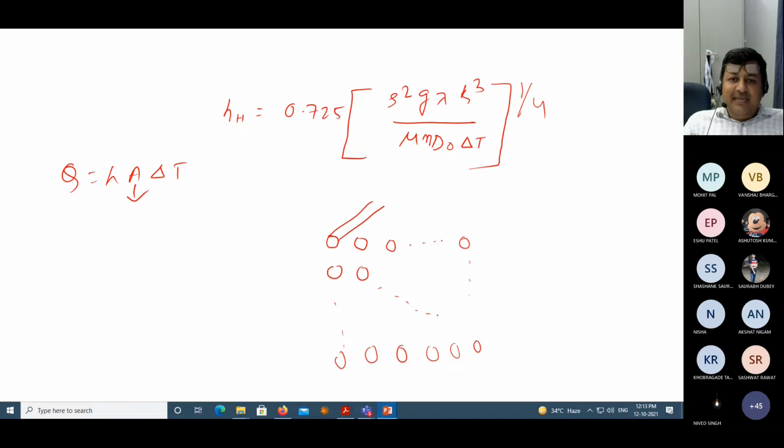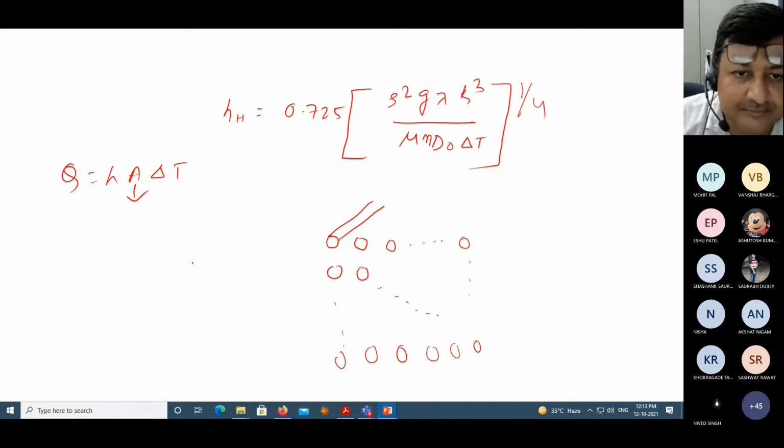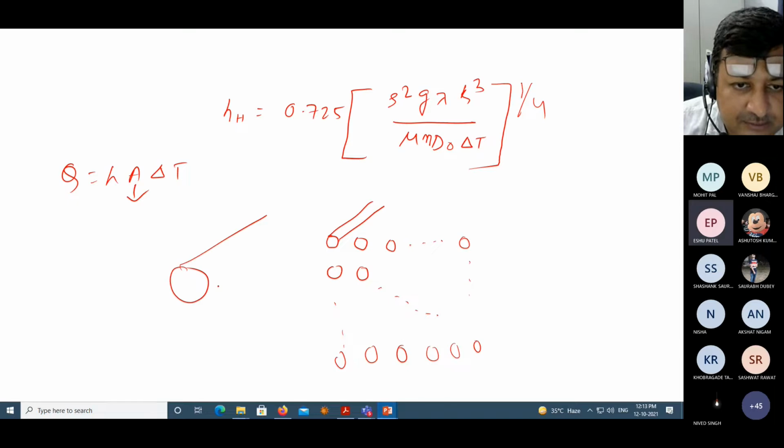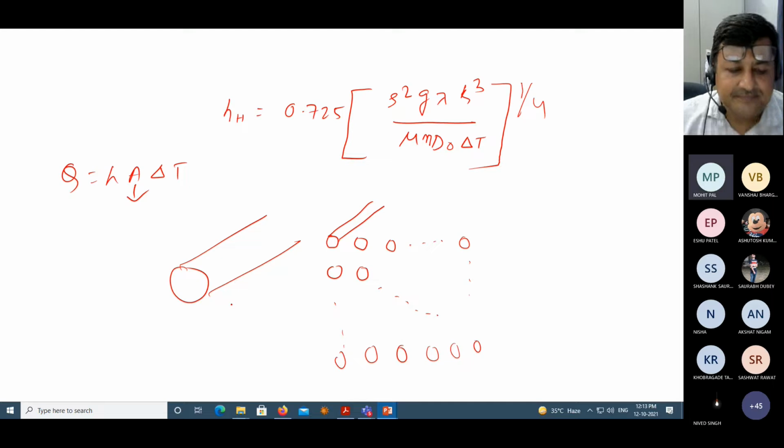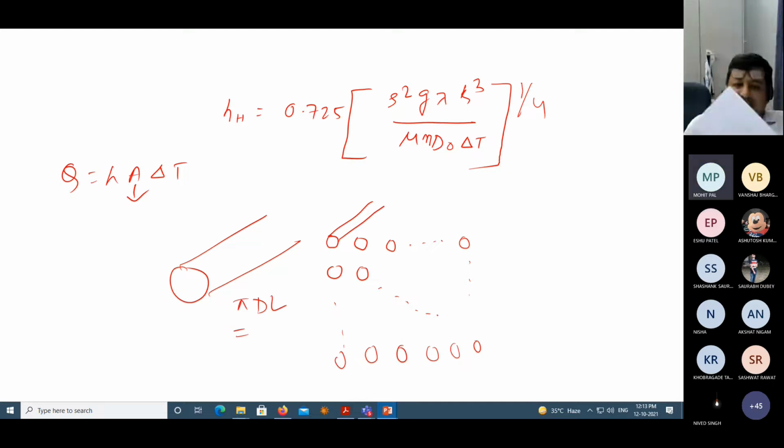So what will be A here for a horizontal tube? What will be the area? See, if you have a horizontal tube, what will be the area? 2 pi R L, that means pi D L, right? Yes, sir. And you have N number of tubes, right? So what is the total area? N pi D L. Yes, N pi D L. So how much is it coming?